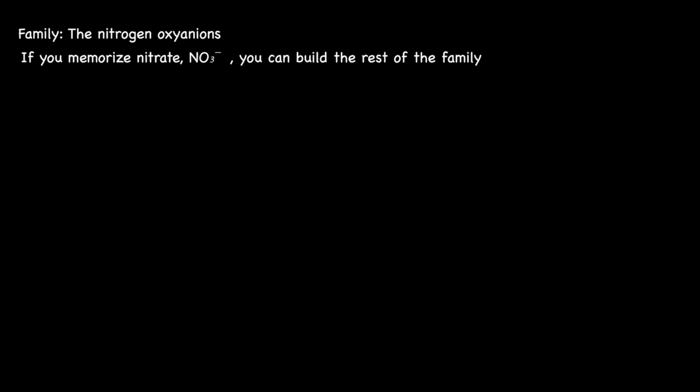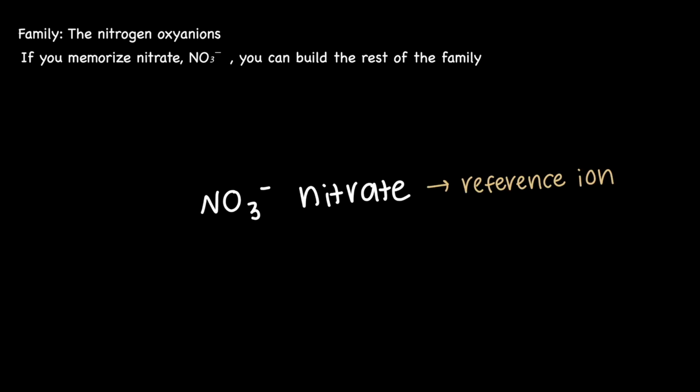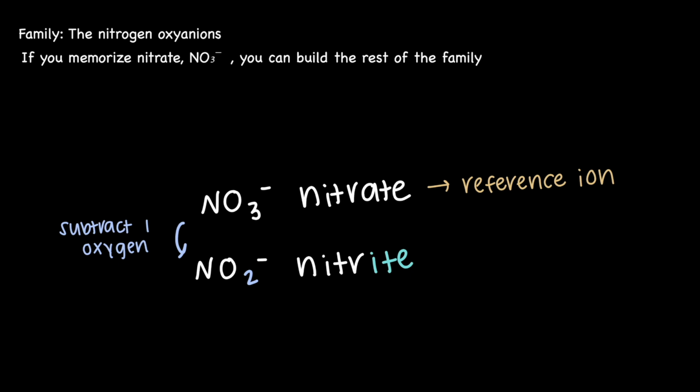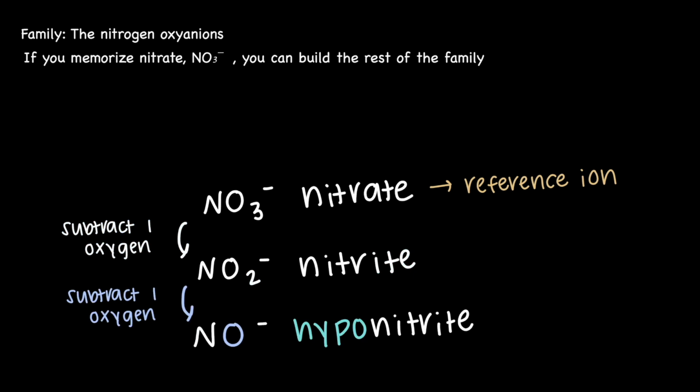If you memorize nitrate, you can build the rest of the family. Nitrate is NO3-. This is our reference ion. Now let's apply the naming rules. If we remove one oxygen, the ending changes from ate to ite. That gives us nitrite, NO2-. If we remove another oxygen, we add the prefix hypo. Hypo means one fewer oxygen than the ite ion. That gives us hyponitrite, NO-.